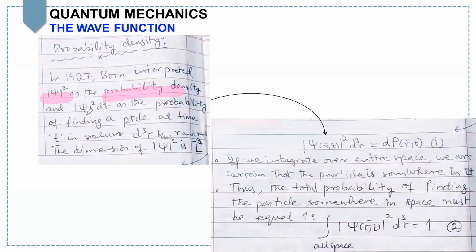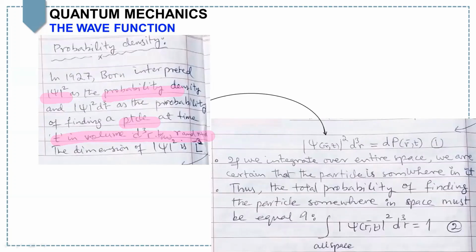According to him, the square modulus multiplied with d³r shows the probability of finding a particle at time t in volume d³r between r and r plus dr. Hence, mathematically, it can be written as the square modulus multiplied with d³r, which is the volume of space where the particle should be, equals dP(r,t), and this dP(r,t) shows the probability of finding the particle at time t in volume d³r in some range.